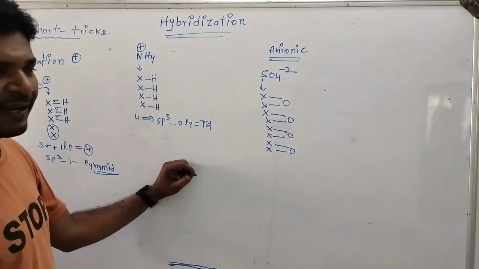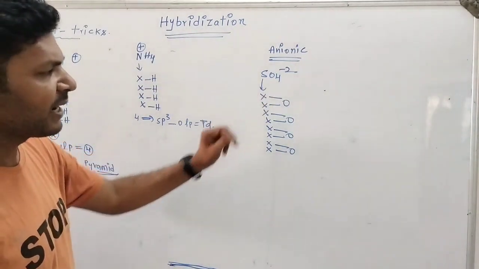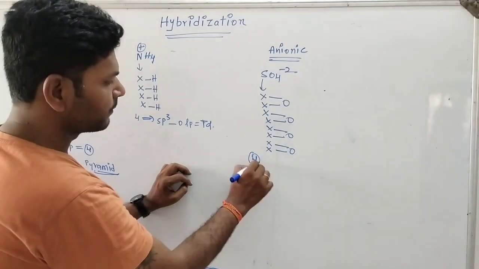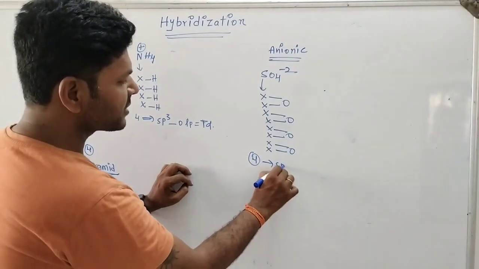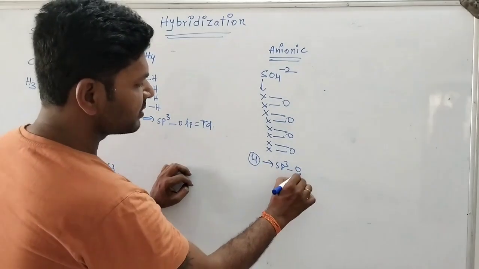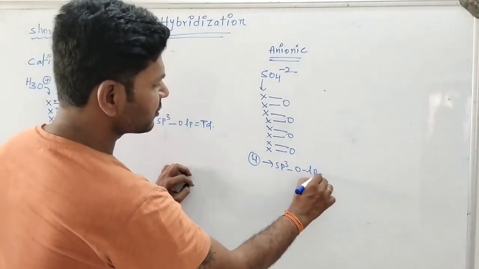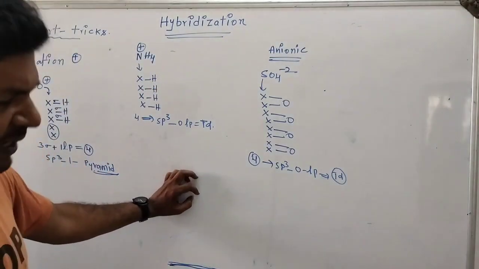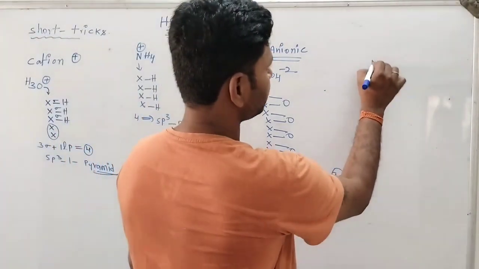Each oxygen contains a double bond, one sigma and the other a pi bond. So the total number of sigma bonds is 4. 4 means sp3 hybridization, 0 lone pair of electrons. So the respective geometry is tetrahedron.